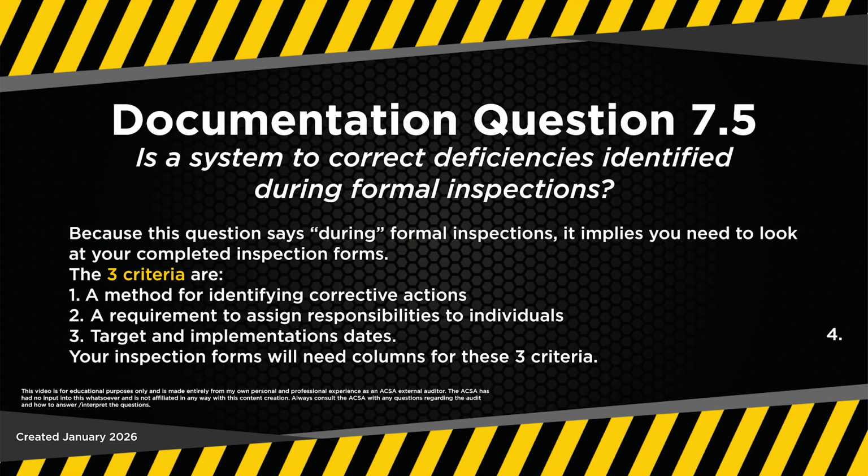For question 7.5, it asks, is there a system to correct deficiencies identified during formal inspections? Because this question says during formal inspection, it implies that you need to look at your completed inspection forms rather than looking at policy. And the 3 criteria are listed here. Those 3 things have to be shown on your inspection forms. So make sure you have those 3 criteria available in your completed inspection forms.